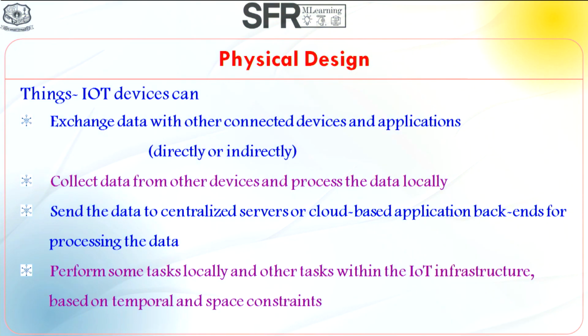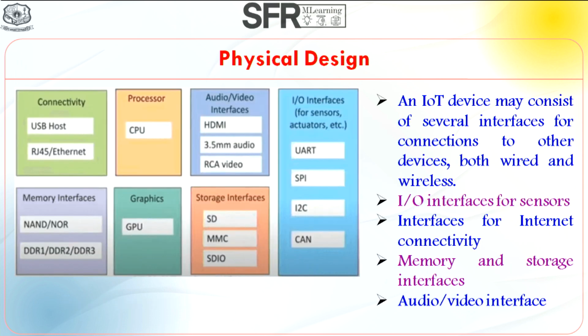Then this is the physical design. IoT devices can exchange data with the connected devices and applications, directly or indirectly. They have to collect the data from other devices and process the data locally or send the data to a centralized server or the cloud, based on the application. It may be a backend or in the cloud. It performs some tasks locally and other tasks within the IoT infrastructure based on its temporal and space constraints. This is the physical design of IoT.